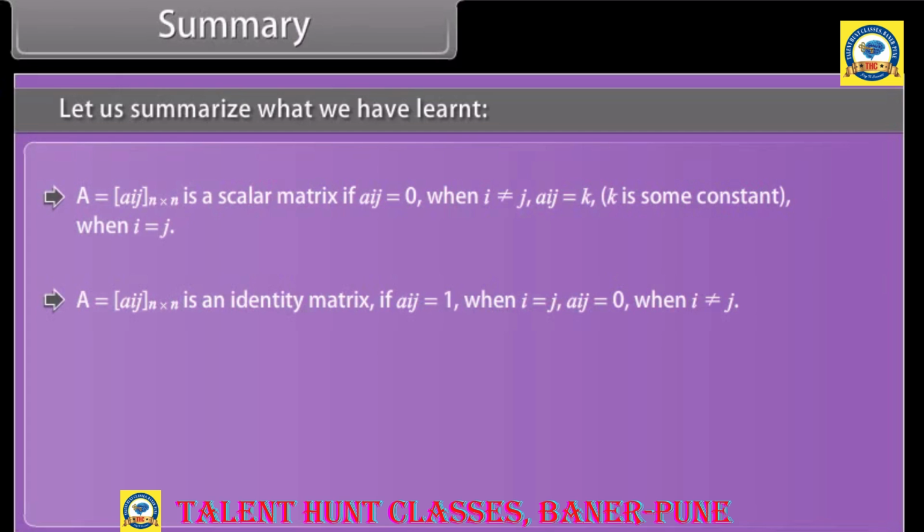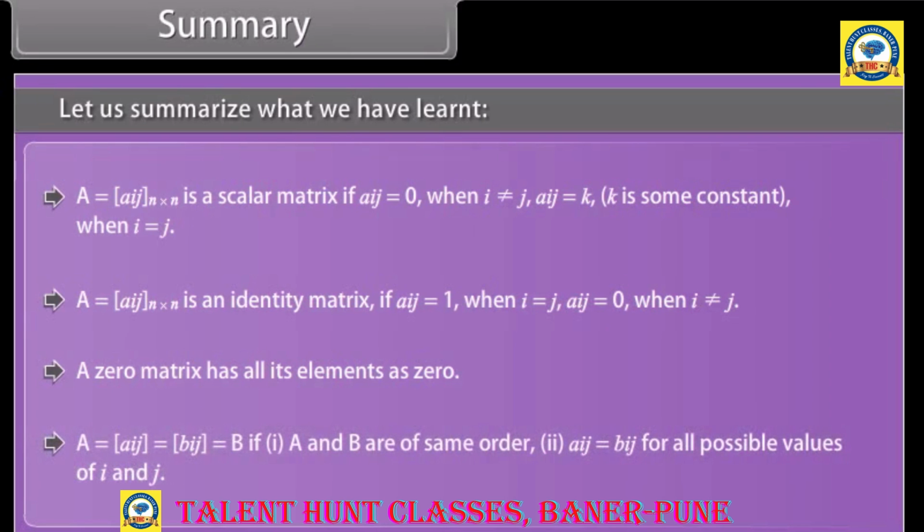A is equal to a_ij, n by n, is an identity matrix if a_ij is equal to 1 when i is equal to j, and a_ij is equal to 0 when i is not equal to j. A zero matrix has all its elements as 0. A is equal to a_ij is equal to B is equal to b_ij if A and B are of the same order and a_ij is equal to b_ij for all possible values of i and j.